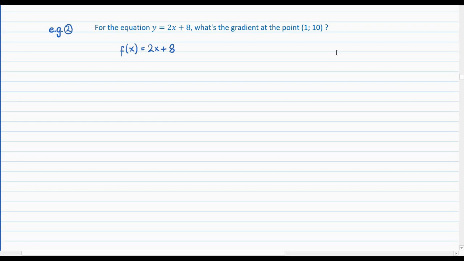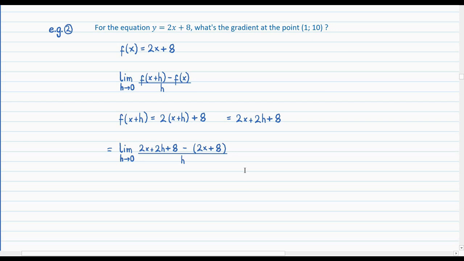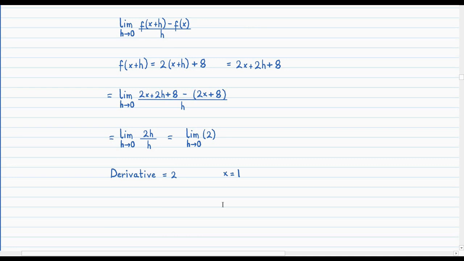This was the derivative equation, where f of x plus h is 2x plus 2h plus 8. Then sub this back into the derivative equation, which just leaves 2h over h. Then the h's cancel off, leaving 2. And even though the h from the denominator is gone, we don't have any h's left to sub in h equals 0. So the derivative just ends up as 2. And we need to get the gradient when x equals 1, which, since there are no x terms, just comes out as 2 again.